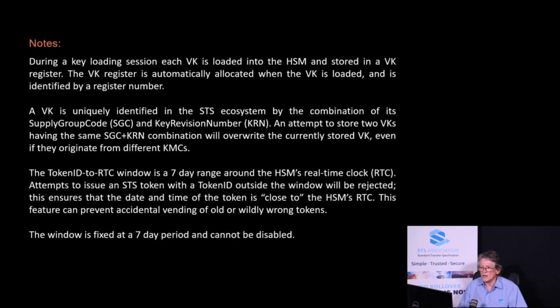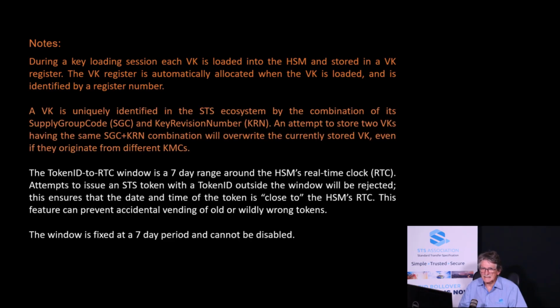During a key loading session, each vending key is loaded into the HSM and stored in a vending key register. The vending key register is automatically allocated when the vending key is loaded and is identified by a register number. A vending key is uniquely identified in the STS ecosystem by the combination of its supply group code and the key revision number. An attempt to store two vending keys having the same supply group code and key revision number combination will overwrite the currently stored VK, even if they originate from different key management centers.